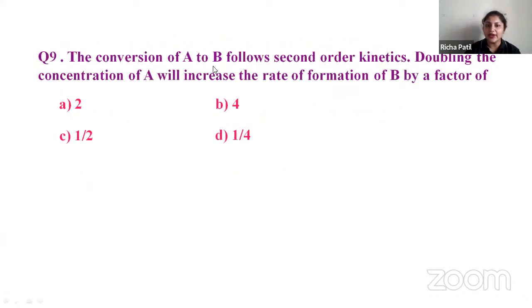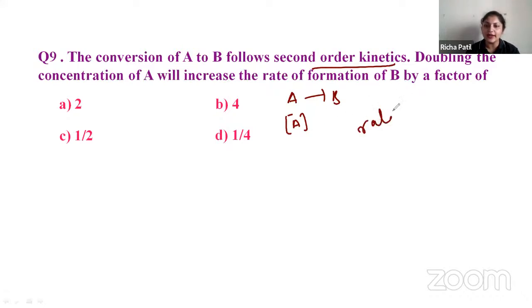The conversion of A to B follows second order kinetics. Doubling the concentration of A will increase the rate of formation of B by a factor of. So the conversion of A to B follows second order kinetics. Now if you double the concentration of A, what will happen to the rate of formation of B?